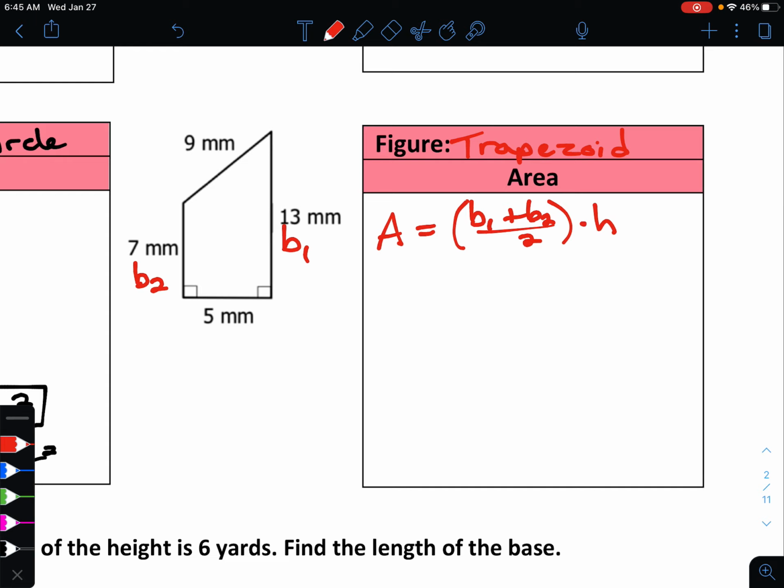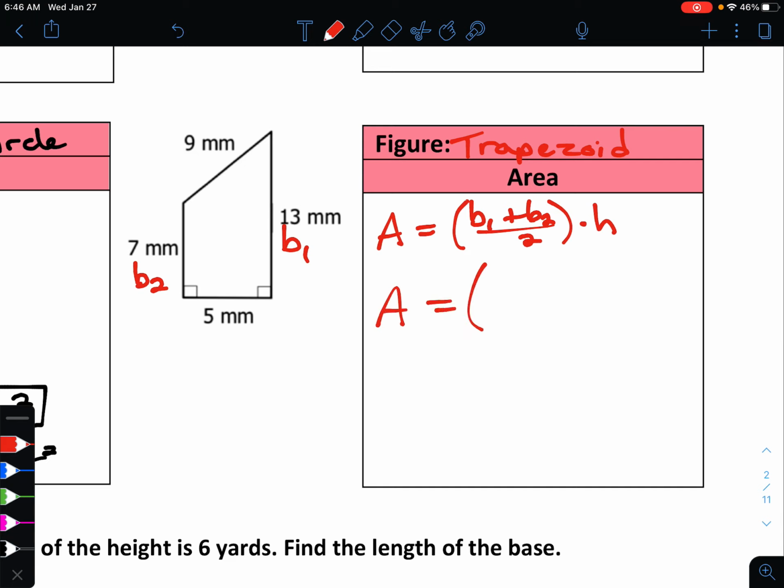In order to find the bases, they always have to be the same distance apart, which, if you notice, 7 and 13 are always the same distance apart from one another. That's not true of 5 and 9. There are some places where you are further apart. So when you're trying to find the bases, find the two sides which are always the same length apart from one another.